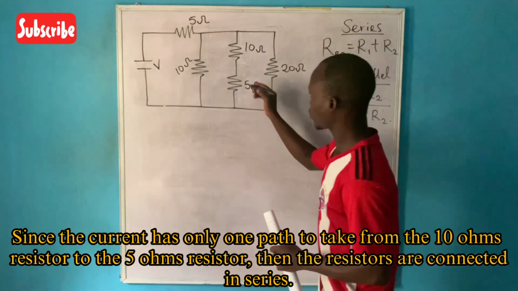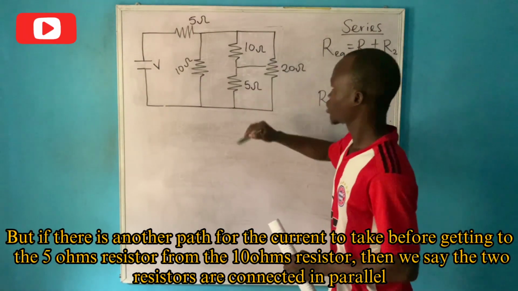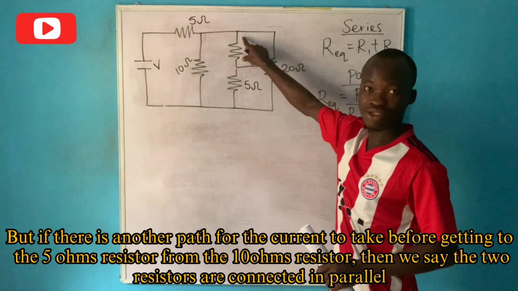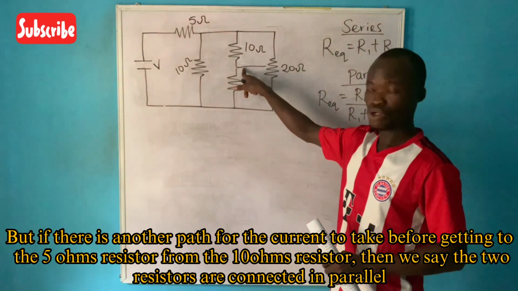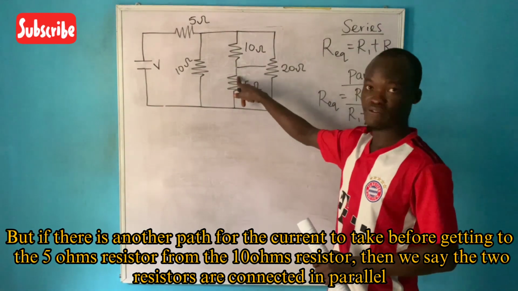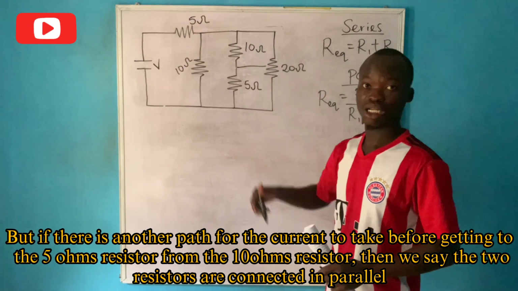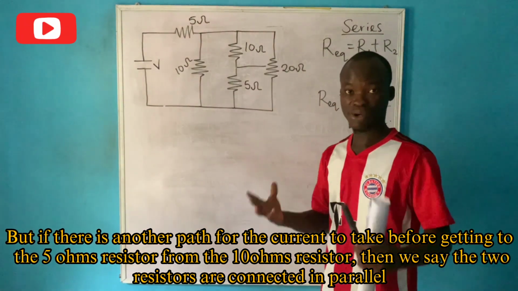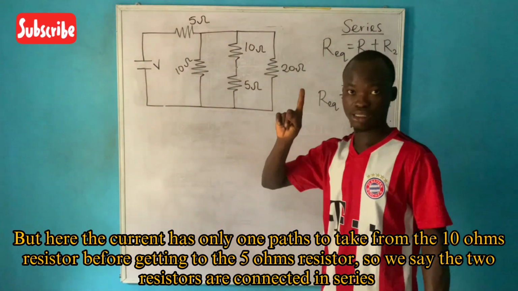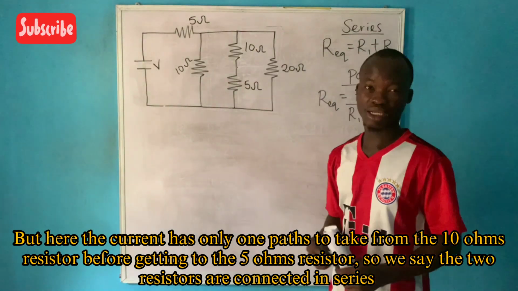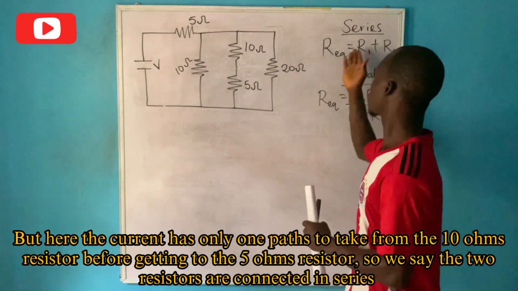But if there's another path here, we have a node. The current that is coming from the 10 ohm resistor has another path to take. The whole current cannot go to the 5 ohm resistor. So in this case, we say that the 2 resistors are connected in parallel if there's another path for the current to take. But here, the current has only one path to take and the 2 resistors are connected in series. So we need to combine the 2 resistors using this.